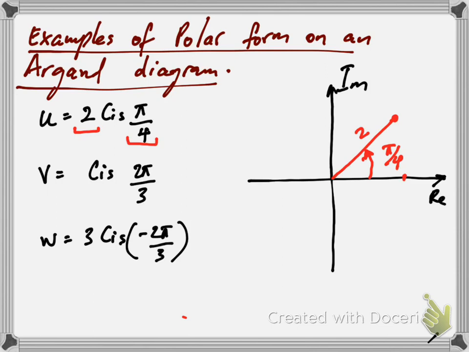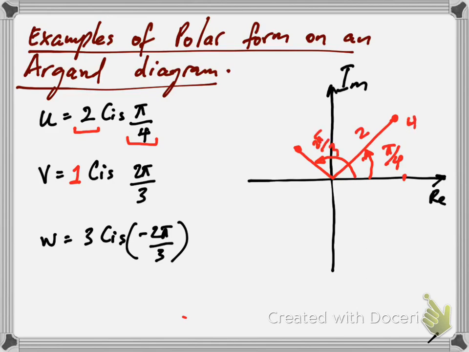Okay, v. There's no number in front of this, so that means the modulus is 1. Okay, 2 pi over 3 would be, in terms of angle, 180 times 2 divided by 3 is 120 degrees, which falls in the second quadrant, and therefore it will be smaller than 2 and positive, so that would be a theta, 2 pi over 3.